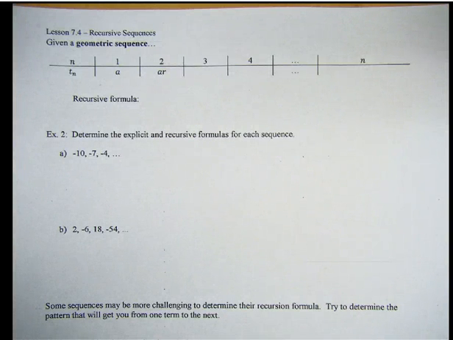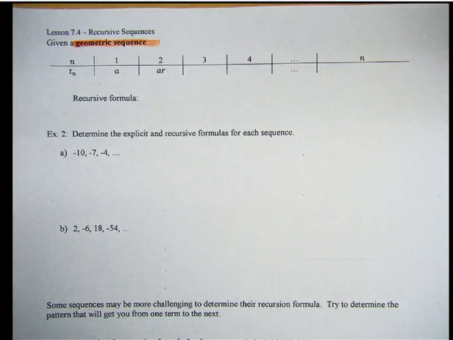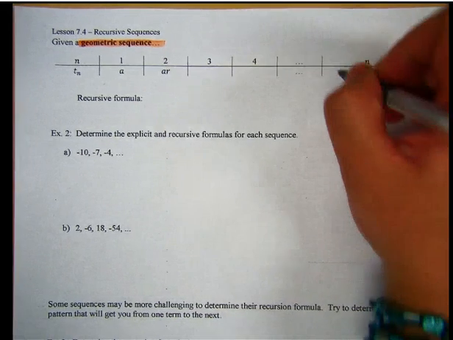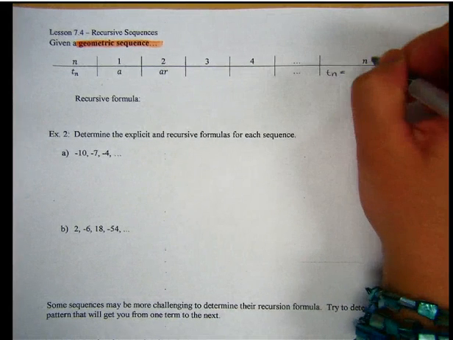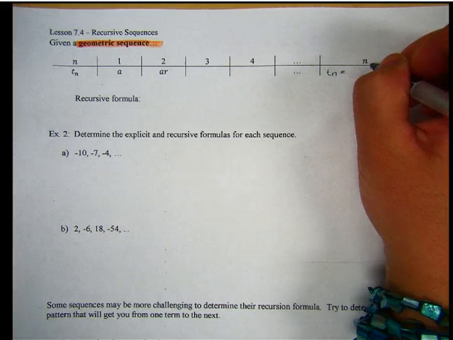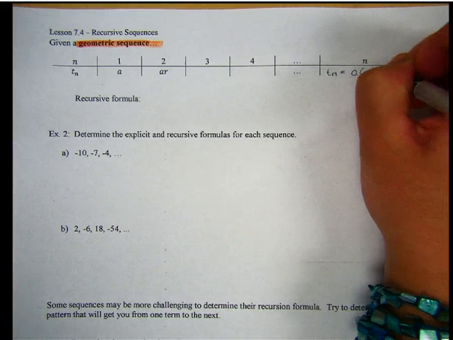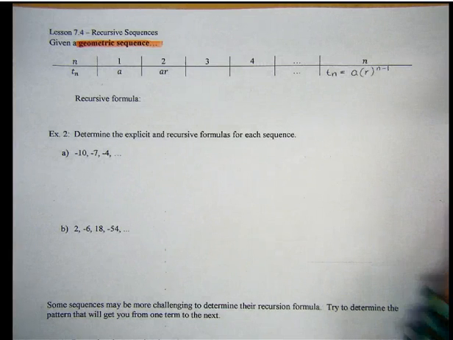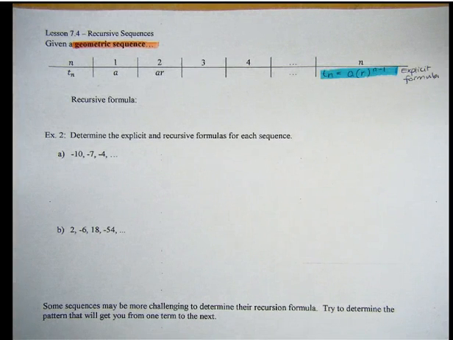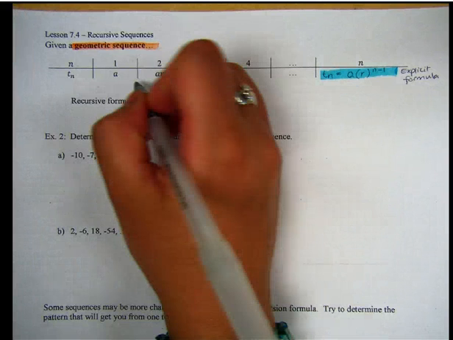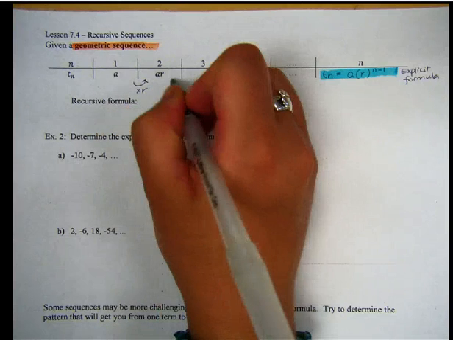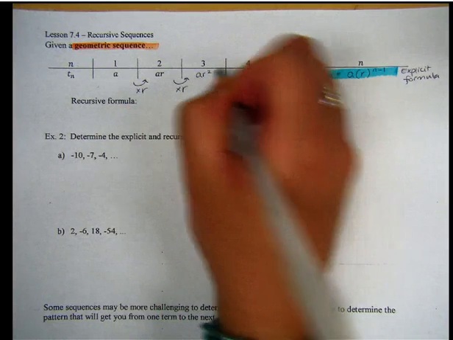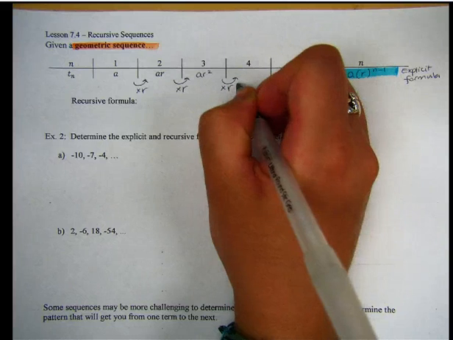Same deal with geometric sequences. We can express them using an explicit formula as well as a recursive formula. Again, recall from all the way back in lesson 7.1, the general term of a geometric sequence was a r to the exponent n minus 1. That's the explicit formula. And now the recursive formula: remember we just need to multiply the previous term by r, and that's how we get the next term in the geometric sequence.